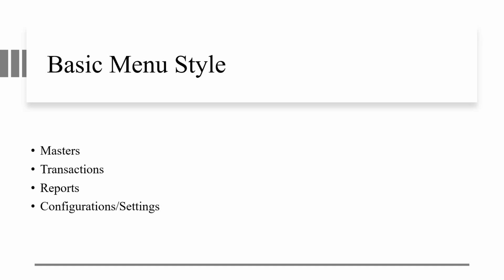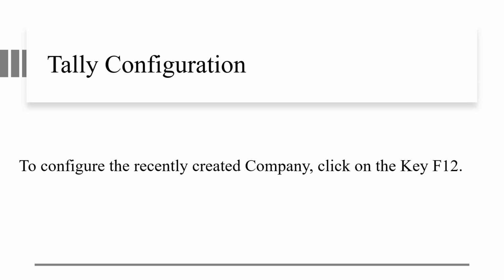Now let's see the shortcut key for Tally configuration. To configure the recently created company, we have to use the shortcut key, that is function key F12. But these configurations can be changed and managed any number of times to suit the changing needs of a particular company. Now let's see the practical part of gateway of Tally.